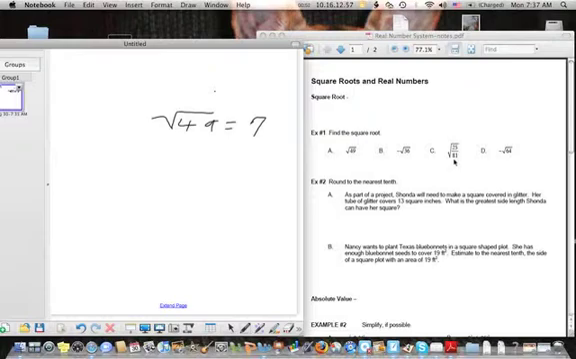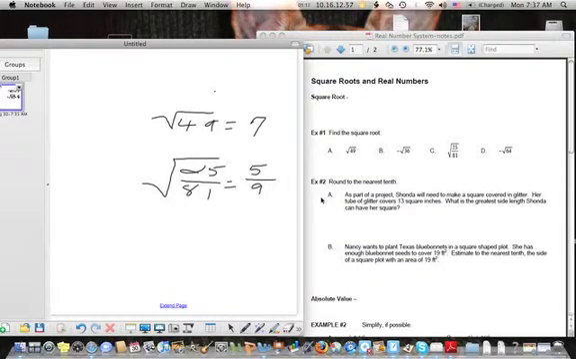Now, some people get confused with the fractions. The square root of 25 over the square root of 81 really just needs to be broken down into two separate problems. You're just going to square root each separately. The square root of 25 is 5, and the square root of 81 is 9. So your answer would be 5 over 9.